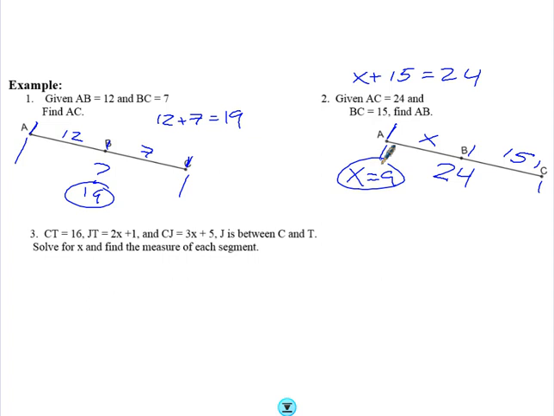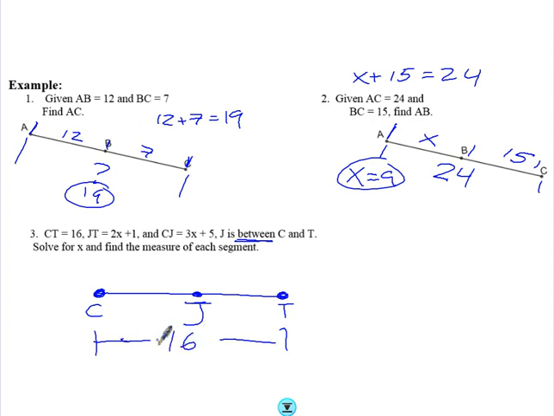This problem down here basically gives you a scenario but does not give you a drawing. So you need to make sure you read carefully. So CT equals 16, JT equals 2x plus 1, CJ equals 3x plus 5. J is between C and T. So I recommend that you draw the scenario out. So here's CT, J is somewhere between it, doesn't really matter as long as it's between. So there's J. I know CT is 16, so that's my whole thing. The whole thing is equal to 16. JT, here to here, is 2x plus 1.